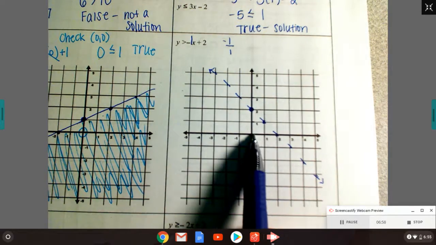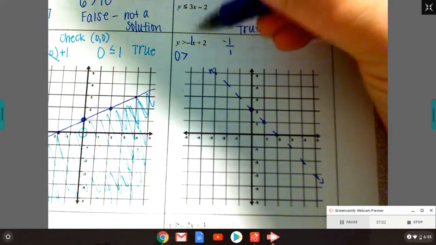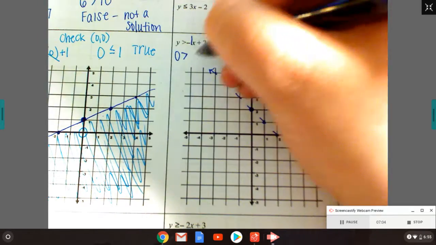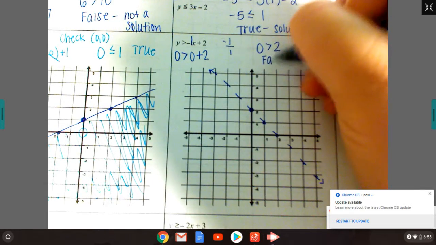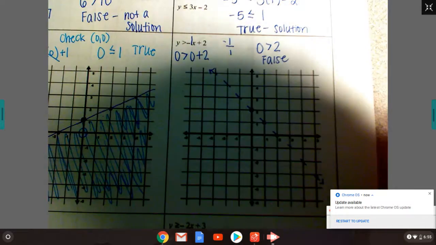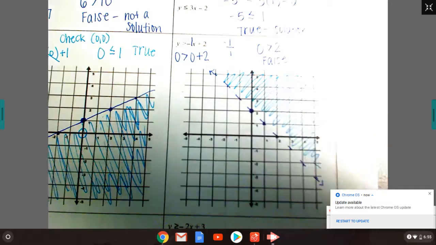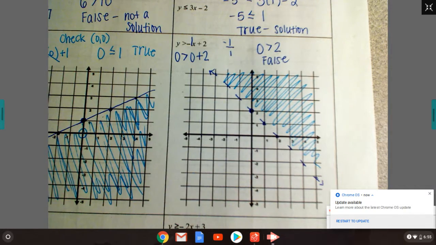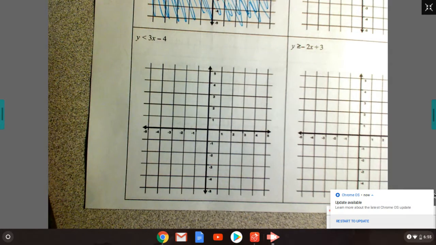Let's check a point. So 0, 0 is available. Let's check that. If I plug it in, I'd have 0 is greater than negative 0, which is just 0, plus 2. So is 0 greater than 2? That is false. So on the side where there's 0, 0, I am not going to shade. So shade the other side. All right. Hopefully we're getting the hang of these. Let's do another one.